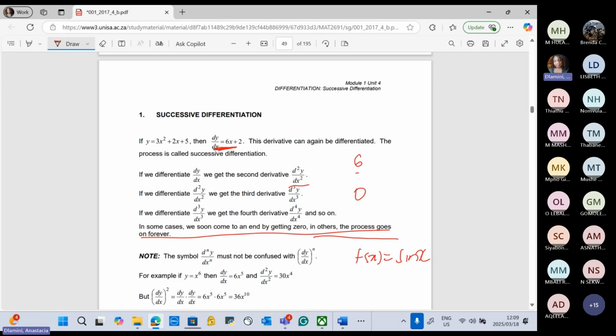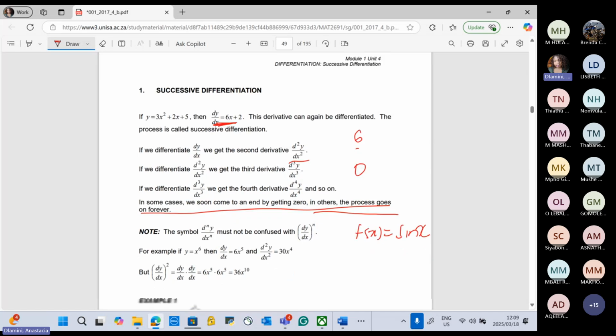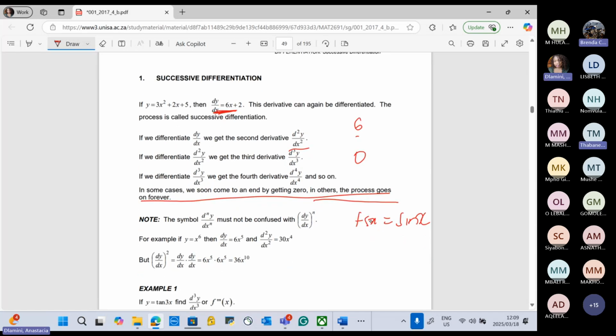Yes or no? 3 yeses. I move forward. Yes. Guys, 3 yeses not from the same person. Yes, ma'am. Yes. Thank you.